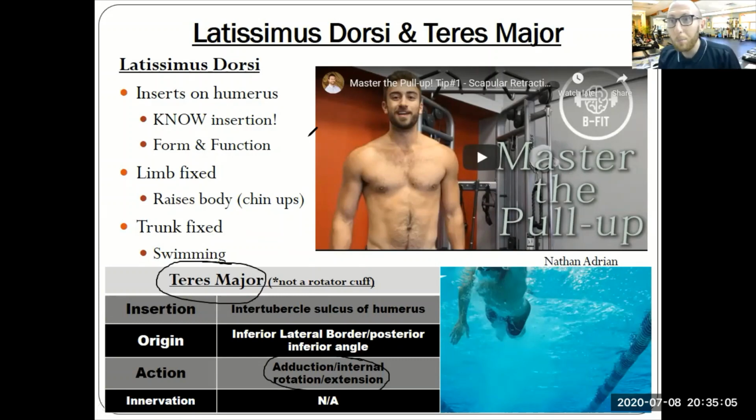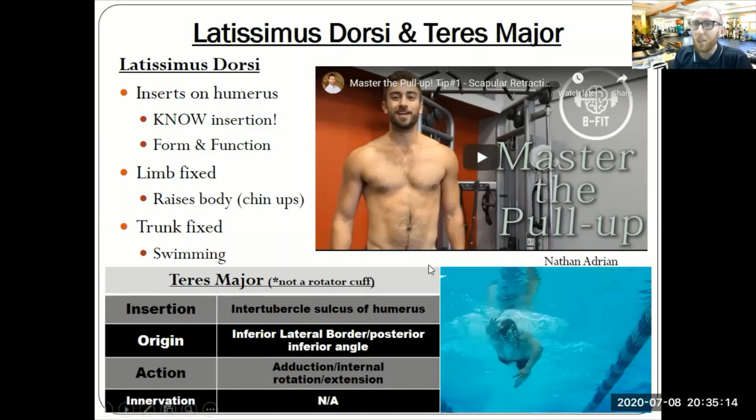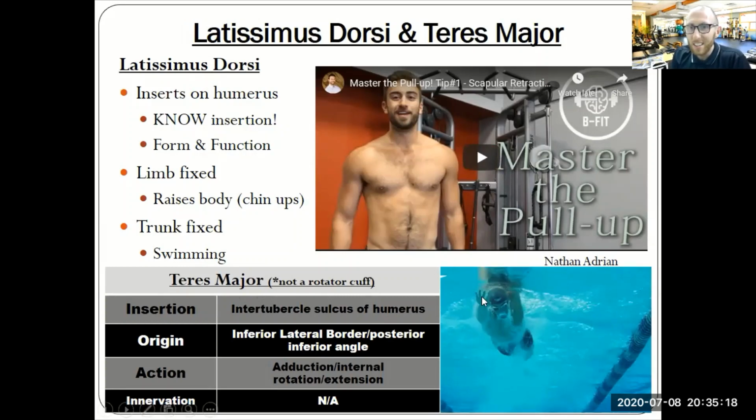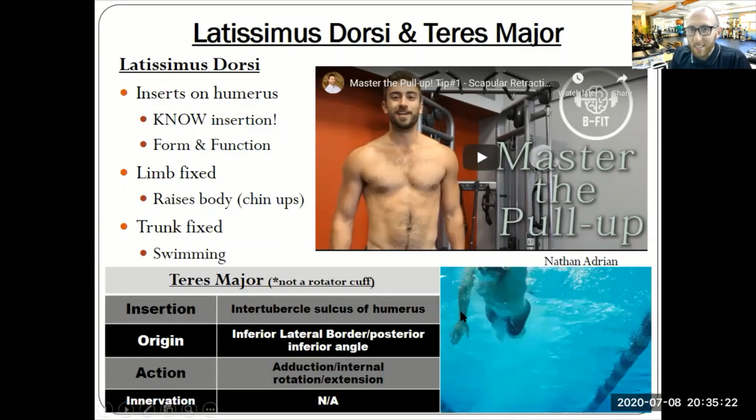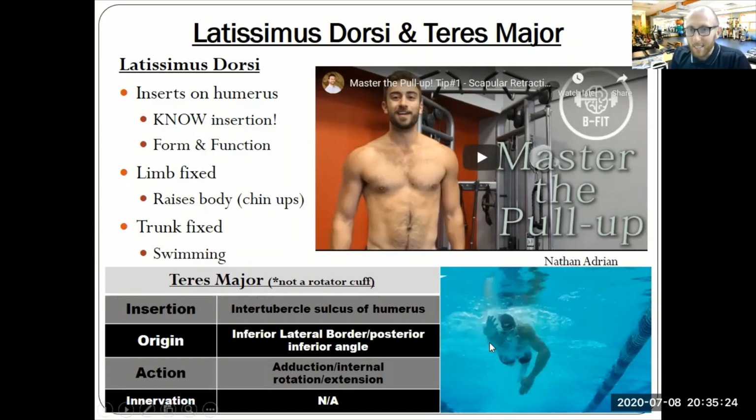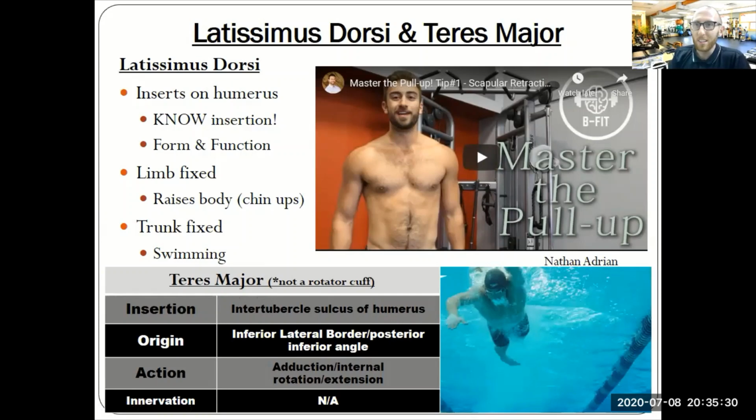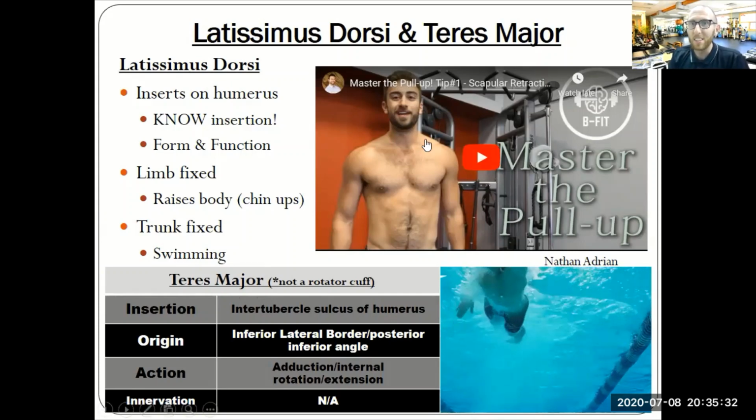Now you could do a lat pull down, or you could go swimming. Swimming definitely works the latissimus dorsi and teres major. Here's Nathan Adrian pulling his hand backwards. He's adducting, he's extending, and he's internally rotating a little bit at the end. Swimmers have to have strong latissimus dorsi and teres major to do well.